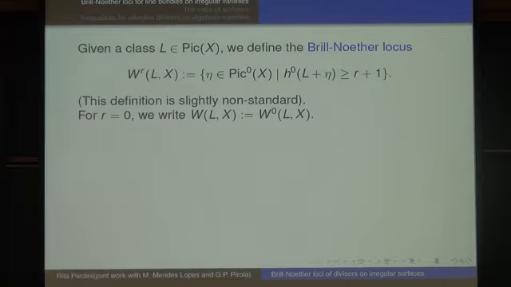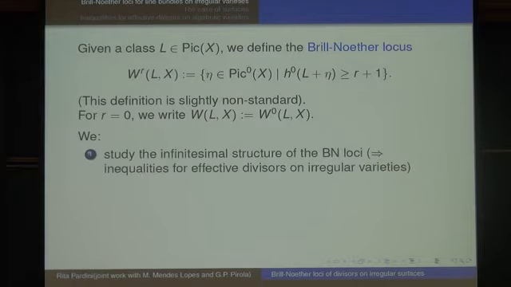Now, what I was pointing out is that while r equals 0 is a sort of trivial case in the curve case, because it's just effective divisors of a given degree, so it's the symmetric product of the curve, in the case already of surfaces, the r equals 0 case becomes much more interesting, because you are basically trying to understand when a certain curve moves in an algebraic family. More about this later.